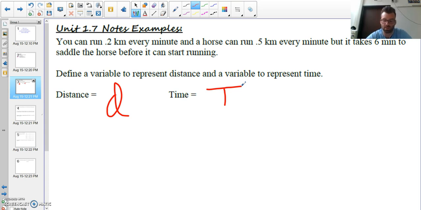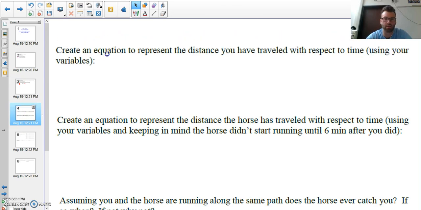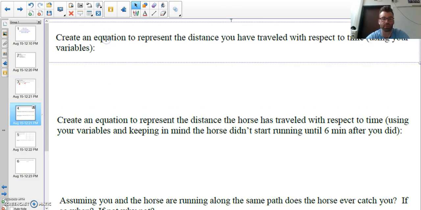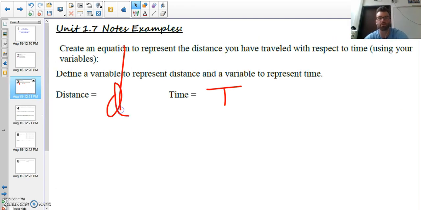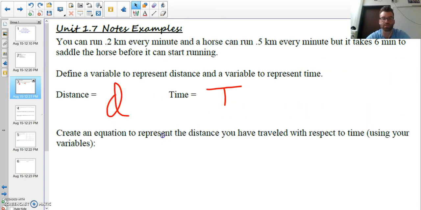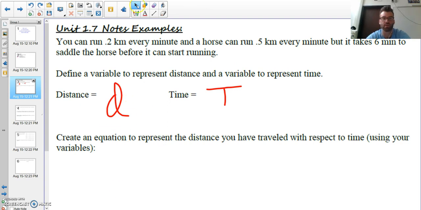Okay, so I want to create an equation that represents the distance you traveled with respect to the time using your variables. All right, so my variables were d and t. Okay, so this is the distance that you traveled. So me, myself, I traveled.